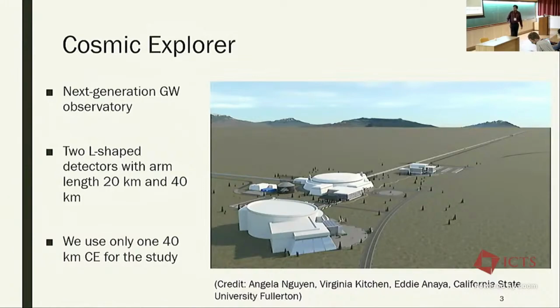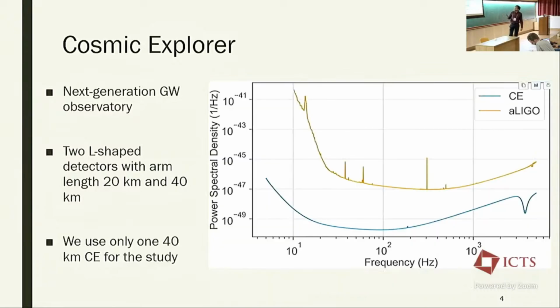However, for what I'm going to discuss today, I'll just use one 40-kilometer Cosmic Explorer for the study. And this is an artist's impression. It has not been built yet. We don't know where we will get the detector, so it's just a concept.